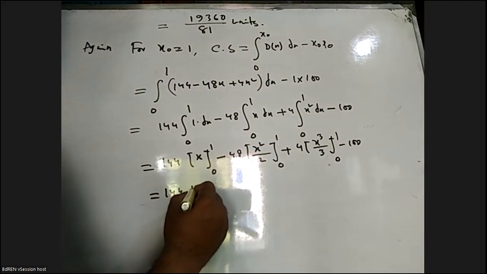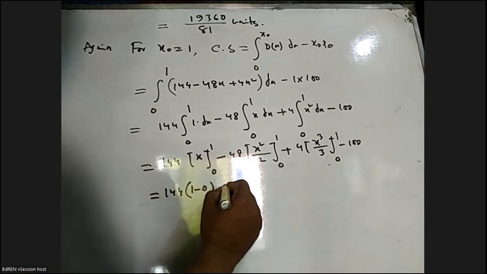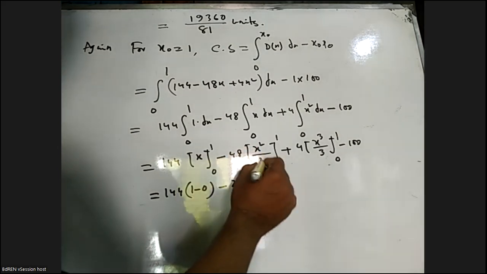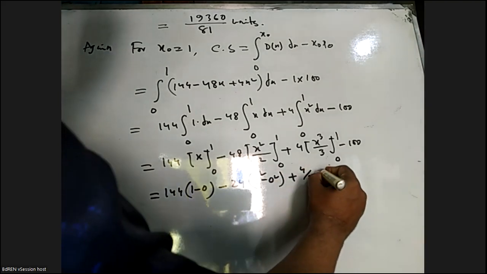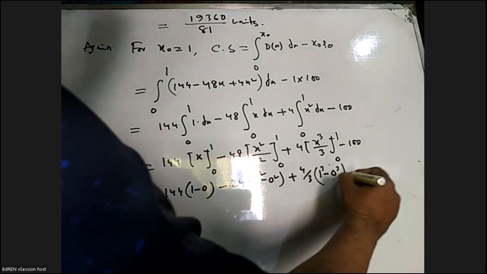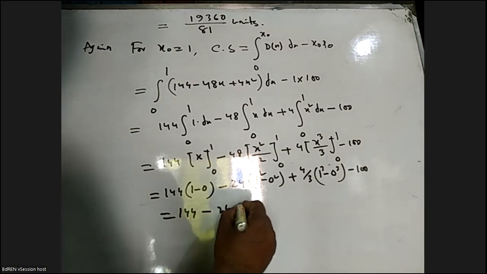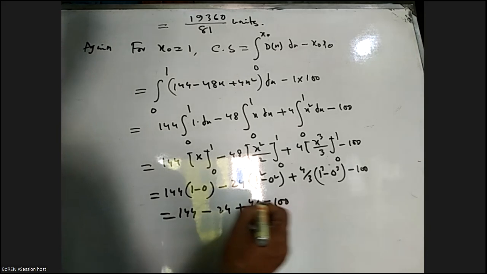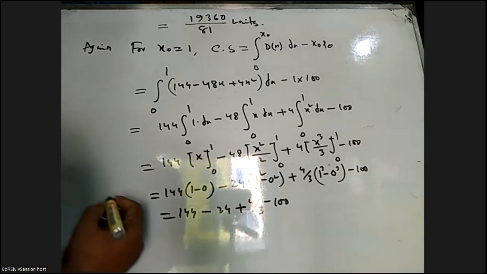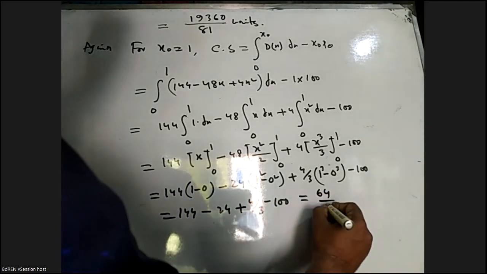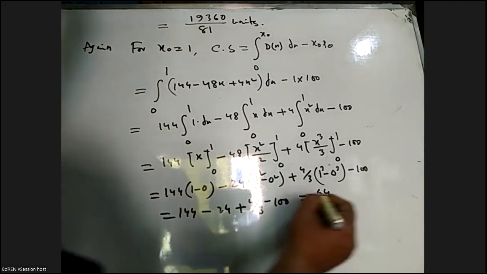So for the first term, 1 minus 0, putting upper values minus putting lower values. This will be 48 by 2, which means 24, times 1 square minus 0 square, plus 4 by 3 times 1 cube minus 0 cube. Minus 24 plus 4 by 3 minus 100. So we get easily 64 by 3 units.